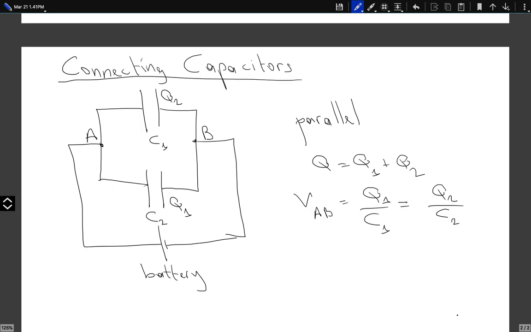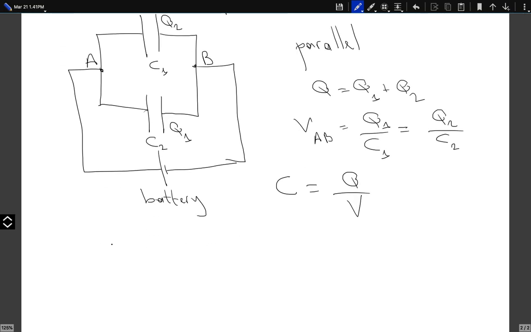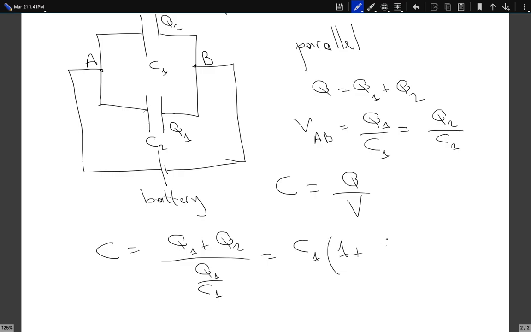Now, how do we calculate the capacitance? We know V, the potential difference, and this is the total charge. Take the ratio. The total capacitance of the system is just Q over V, which is Q1 plus Q2 over V, whichever one you like. Let's just choose Q1 over C1. This is equal to C1 times 1 plus Q2 over Q1. The C1 is now over here, and if I divide Q1 by Q1, I get 1 plus Q2 over Q1.